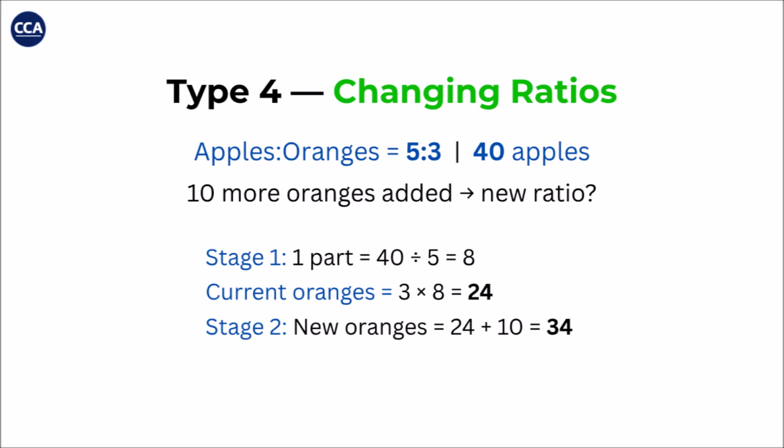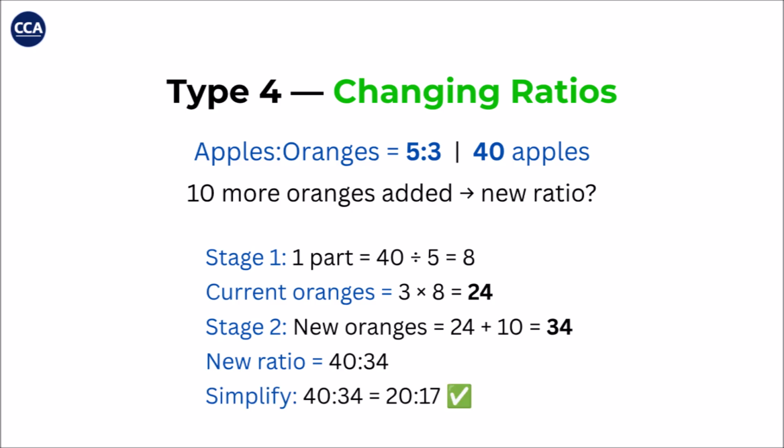Step 2. Add 10 more oranges. New oranges. 24 plus 10 equals 34. Step 3. Write the new ratio. Apples to oranges. 40:34. Step 4. Simplify. Highest common factor of 40 and 34 is 2. 40 divided by 2 equals 20. 34 divided by 2 equals 17. New ratio. 20:17. This type has 2 stages. Always solve the original ratio first, apply the change, then write and simplify the new ratio.